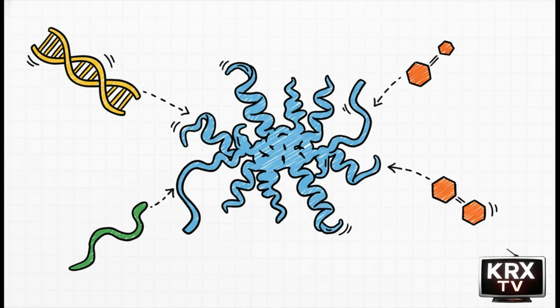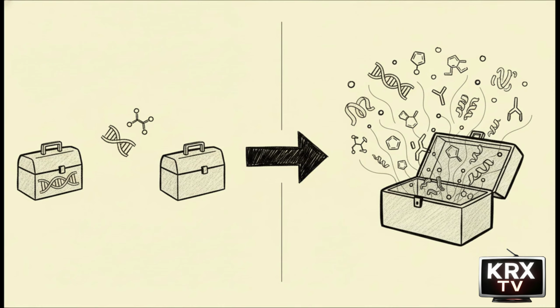But here's the thing, right? Life isn't a solo performance. Proteins almost never work alone. The real magic, the stuff that actually makes biology, biology, happens when proteins interact with everything else. We're talking DNA, RNA, and even the tiny molecules we use as drugs. So predicting all of those complex interactions, that was the next great challenge.